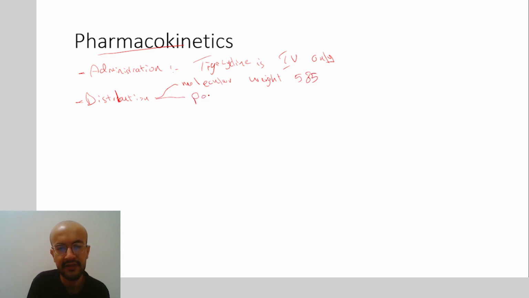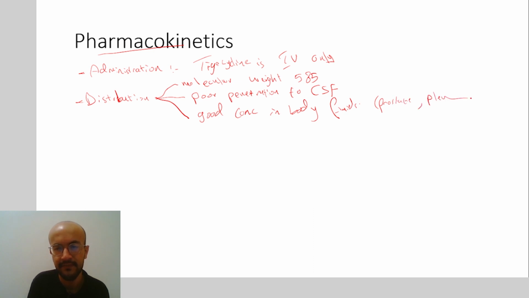It has poor penetration to the cerebrospinal fluid, poor crossing of the blood-brain barrier, and it has good concentrations in body fluids, like the prostate, the pleura, etc. And it crosses the placenta and causes bone abnormalities to the fetus. So it is same with the tetracyclines. So it is contraindicated in pregnancy.